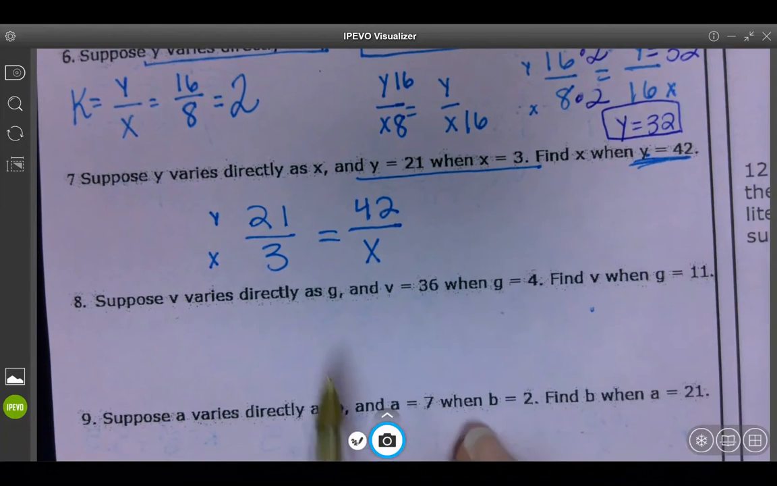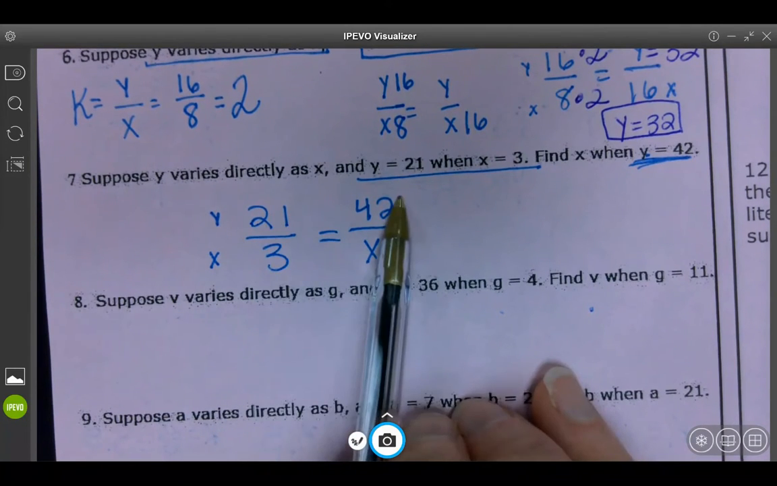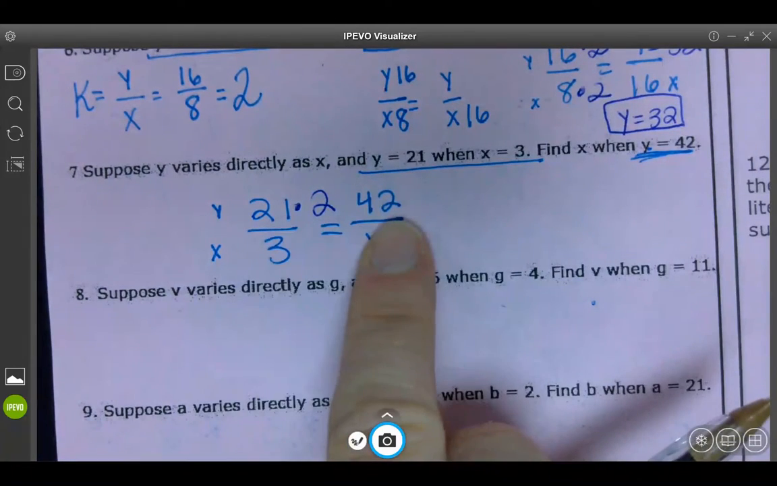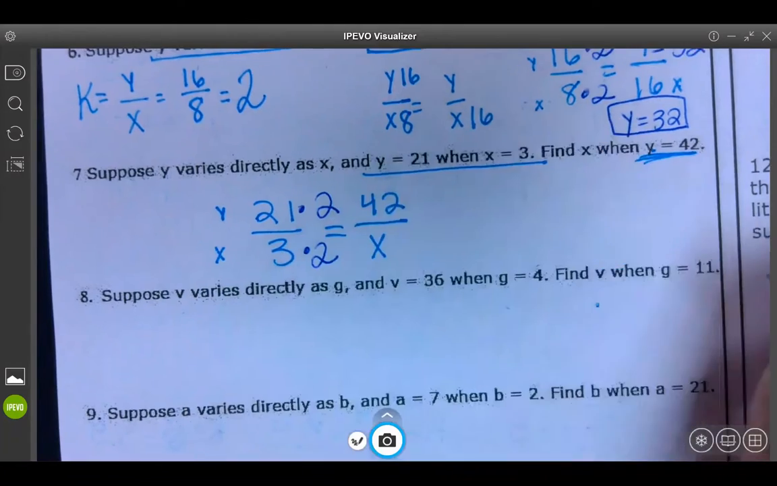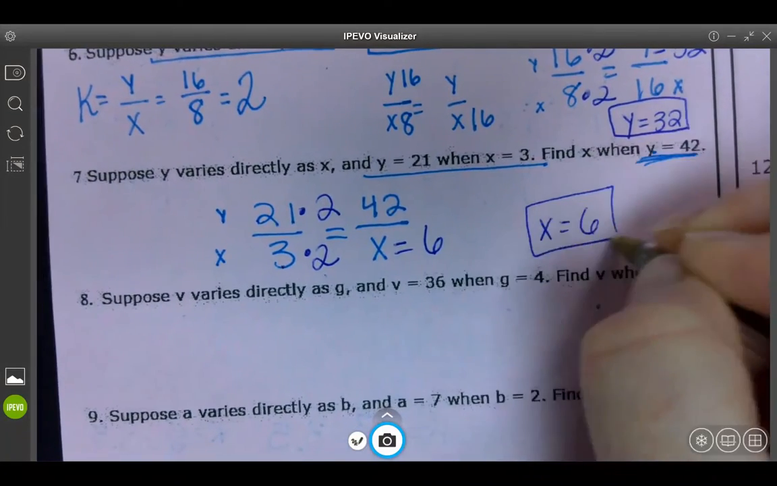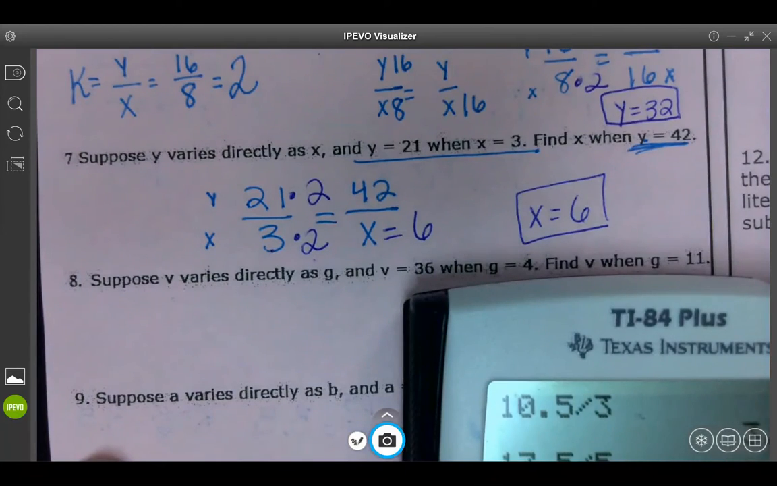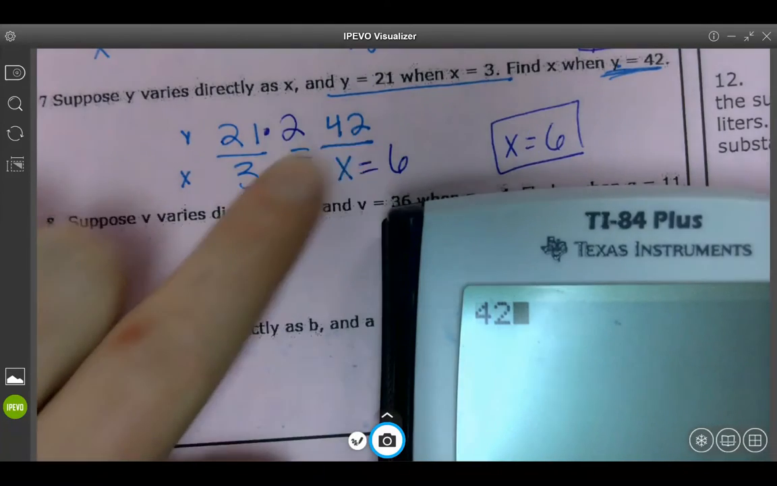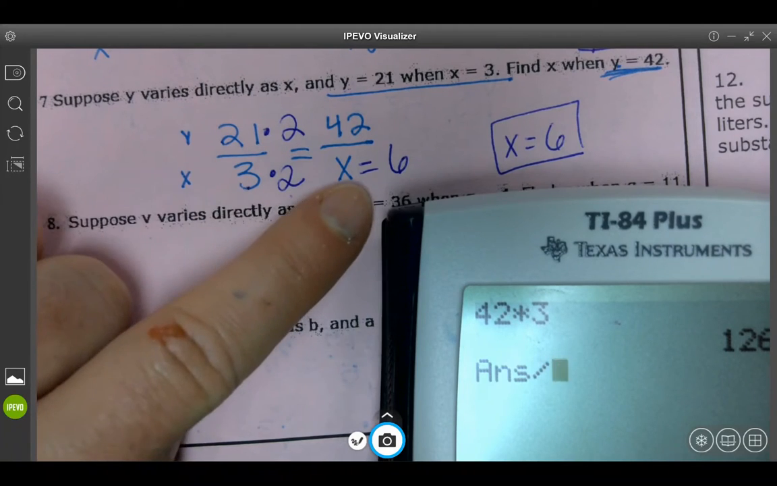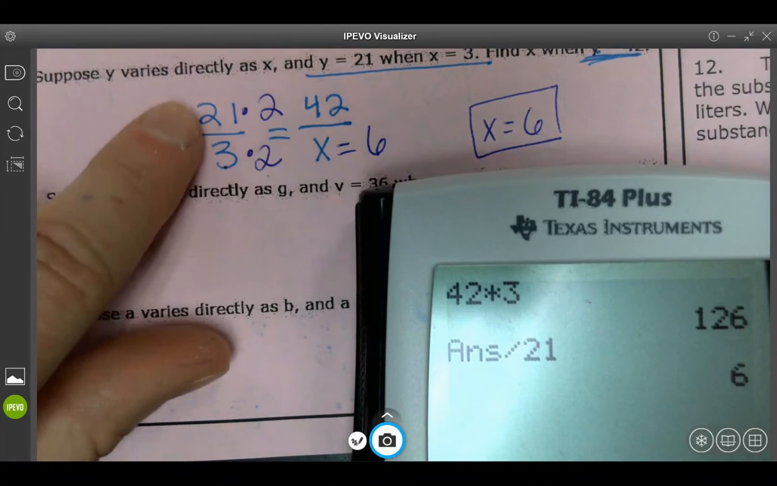So we can solve this the same way. You can either cross multiply and divide, multiply 3 times 42 and divide by 21. Or you can look and see 21 times what is gonna give me 42. Yeah, times 2 gives us 42. So we're going to do the same thing on bottom. So 3 times 2. Or you can cross multiply and divide. So let me show you that if you would rather do that. You multiply 42 times 3, because these are diagonals, and then divide by the other number that's being multiplied by x. That gets the same answer. 3 times 42, divide by 21.